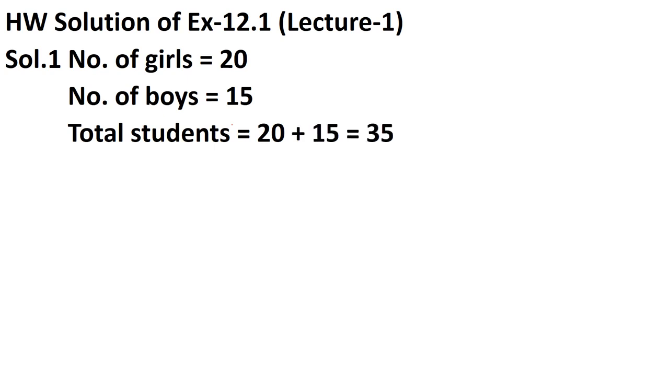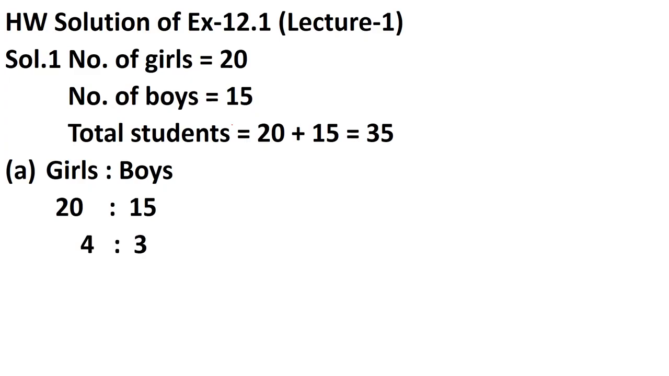20 plus 15, that is 35. Now first is girls is to boys. Girls are 20, boys are 15. 5 4s are 20, 5 3s are 15. So our ratio is 4:3.